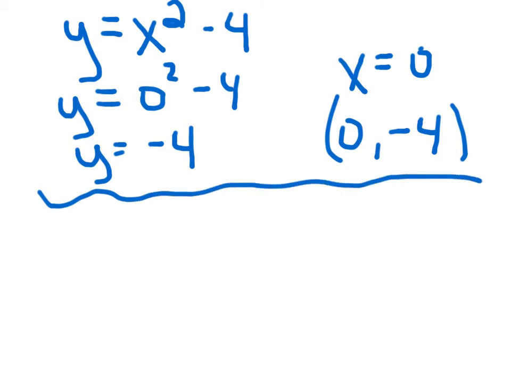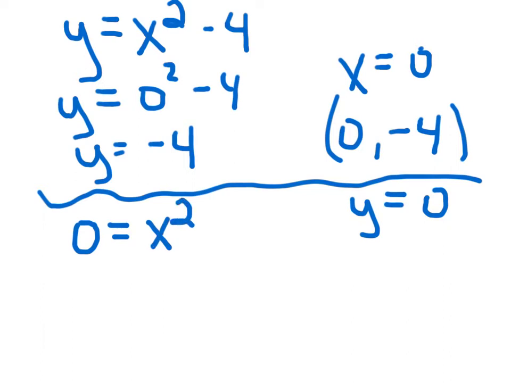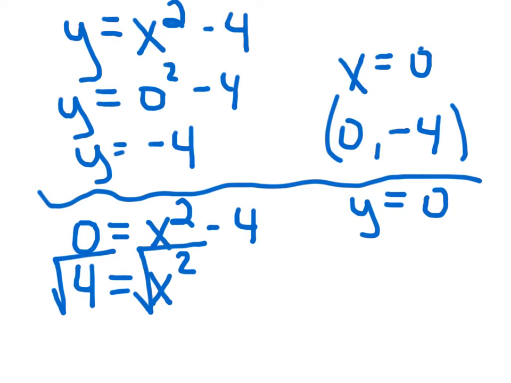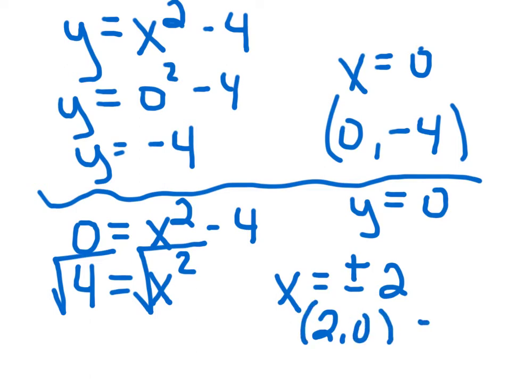Similarly, if we plug in y equals 0 and solve for x, we can find our other intercepts. So 0 equals x squared minus 4. You can add 4 to both sides and get 4 equals x squared. Square root both sides, and you get values of plus or minus 2, because 2 squared and negative 2 squared are both 4. So we have (2, 0) and (negative 2, 0) as our intercepts.